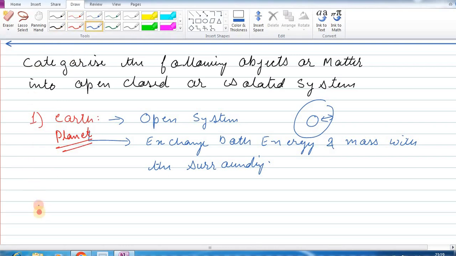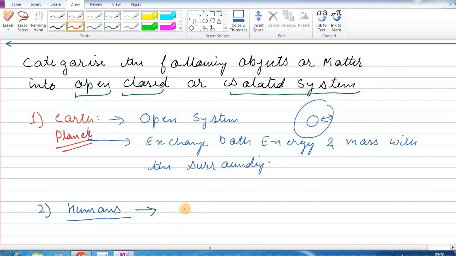Now second is, what about humans? Are humans a kind of open system or a closed system? I just told you that anything that is under observation can be a system, and we do observe humans. We observe the temperature, pressure, weight, mass of human beings. That is why humans can be considered as a system. So what kind of system are human beings? Whether they are open system, closed system, or isolated system. Come on, think about it. Time's up.